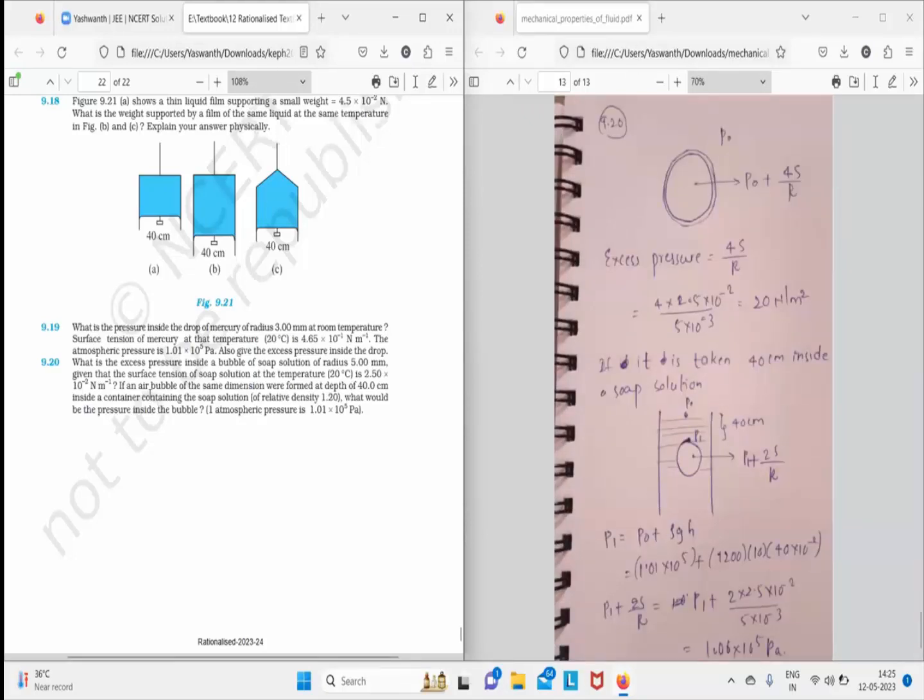Coming to the 20th question, what is the excess pressure inside a bubble of soap solution of radius 5 millimeters? Given that the surface tension of soap solution at a temperature of 20 degrees Celsius is 2.5 into 10 power minus 2 Newton per meter.